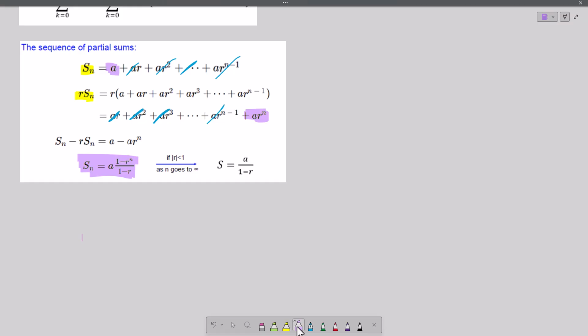Right? There's no infinite thing happening anymore. There's no dots anymore. It's just a closed formula. And if we choose an r value that's less than 1 in magnitude, we know r to the n goes to 0. Right? If r is between -1 and 1, and you raise it to n, that's going to go to 0. So all that we're left with is the a in front and the 1 minus r. That is the sum of your infinite geometric series.